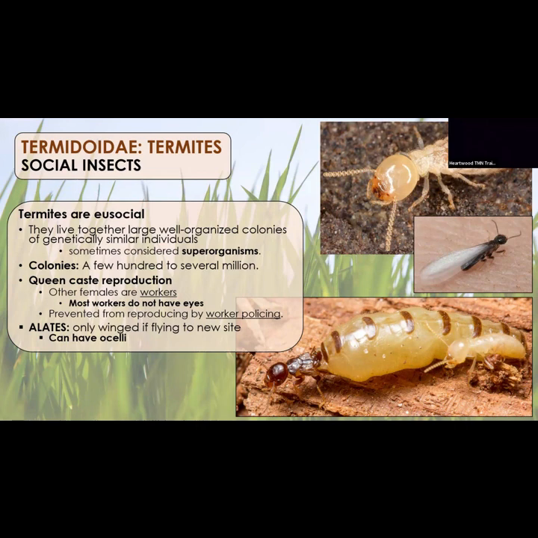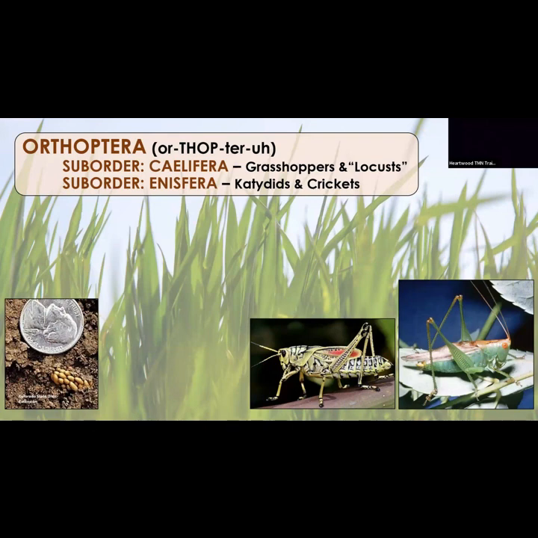So alates, again, those are your winged ones that are going out to try and find a new site, and they do have ocelli to help them see so they can find a new site.